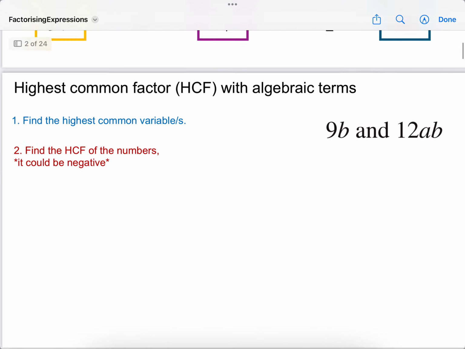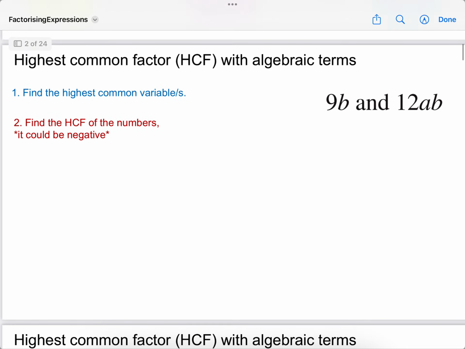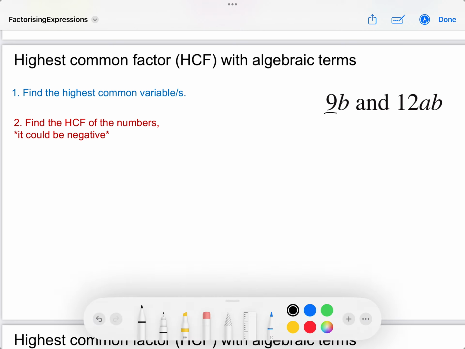Let's move on to algebraic factors, or factors with algebraic terms. We're going to be considering how to find not just a common factor, but the highest common factor of two algebraic terms. So we'll consider our two terms here. We've got 9b and 12ab, and I'm going to work through my steps.